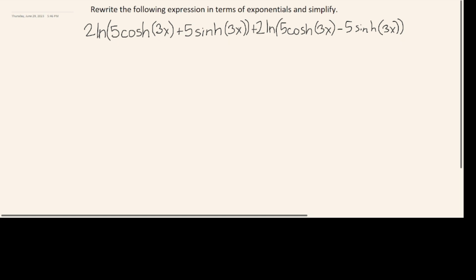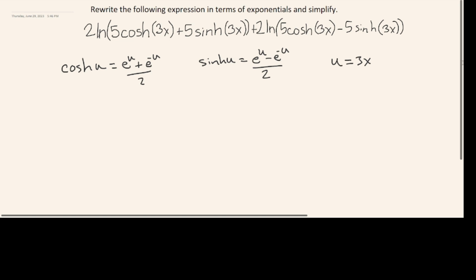So first what we're going to do is rewrite it in terms of exponentials. And to do that, we need to recall that hyperbolic cosine of u is equal to e to the u plus e to the negative u divided by 2, while hyperbolic sine of u is equal to e to the u minus e to the negative u divided by 2. And in this instance, our u is going to be equal to 3x because that's the argument in each of these hyperbolic functions.